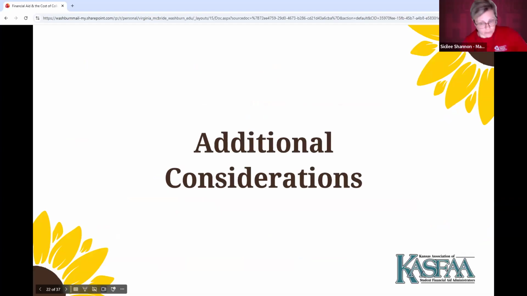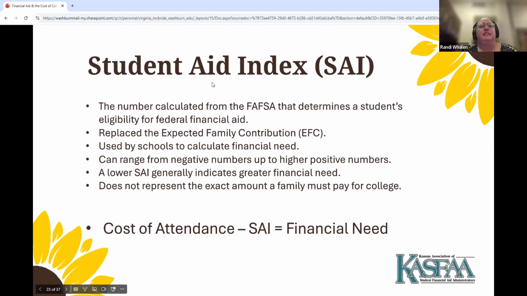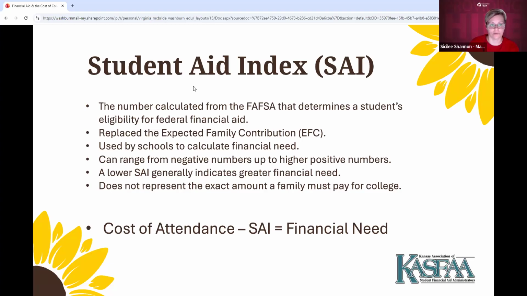So now we're going to talk about additional considerations. One of the considerations when applying for federal student aid is the Student Aid Index. This is the number that is calculated from the FAFSA application, and it determines a student's eligibility for federal student aid. Previously, it was known as the Expected Family Contribution, or the EFC, and so the SAI has now replaced EFC. It is used by schools to calculate a student's financial need.